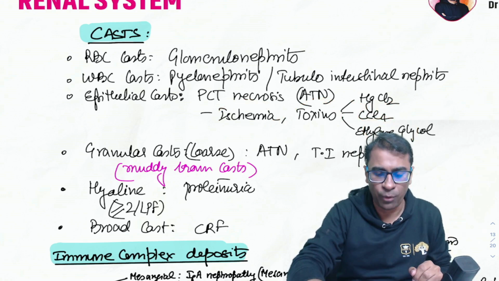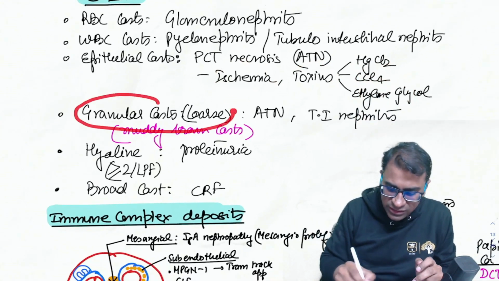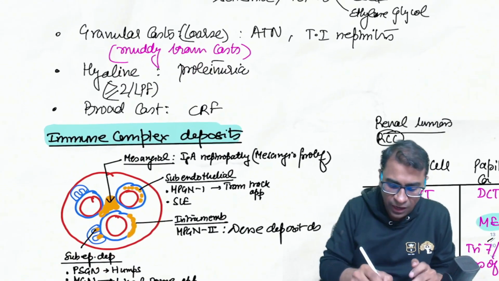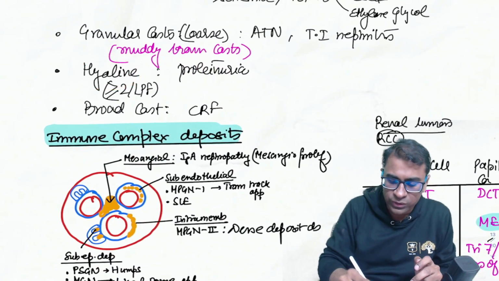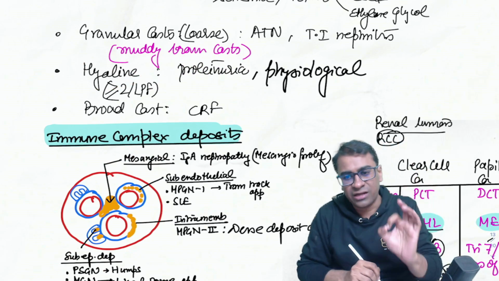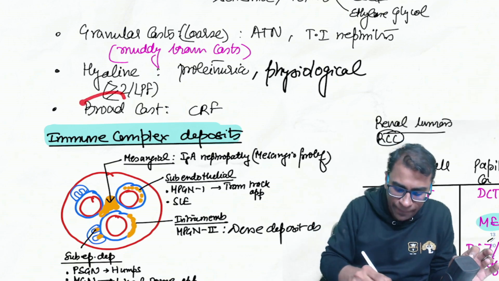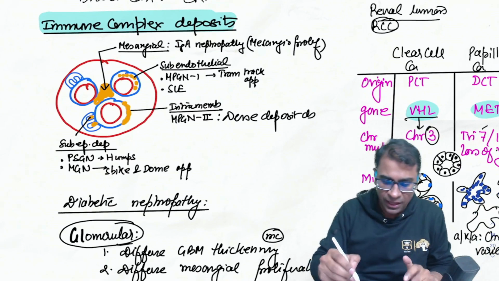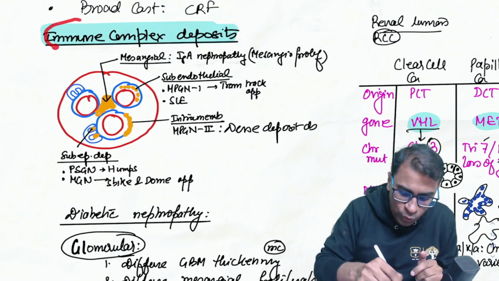Granular cast is seen in ATN and tubulointerstitial nephritis. Hyaline cast is the only cast which can be physiological. Remember this, very important question. Which cast can be physiological? It's hyaline cast which can be physiological. Okay. Broad cast is seen in chronic renal failure. Okay. Next is the immune complex deposition.